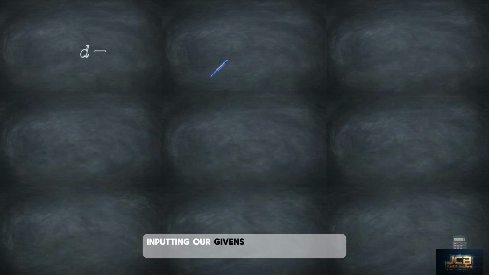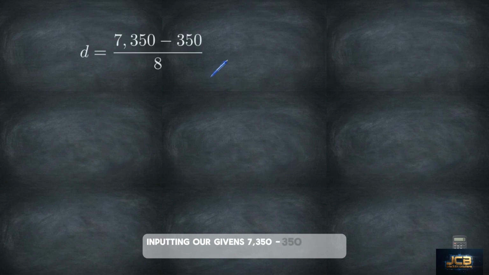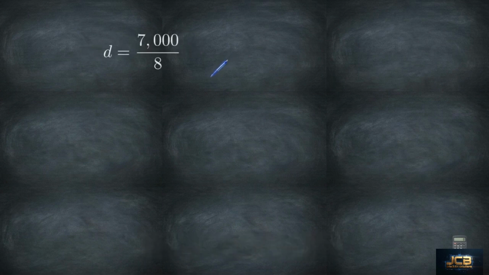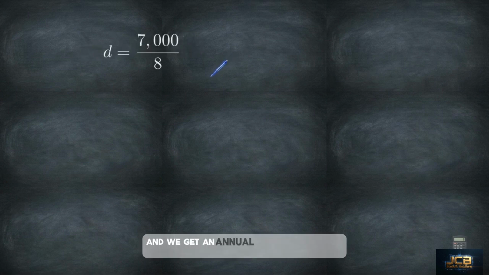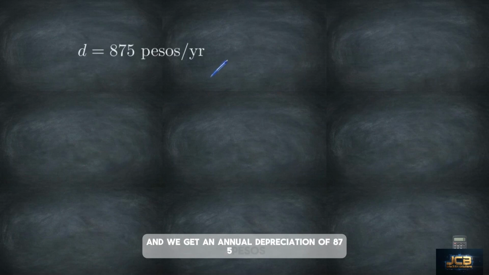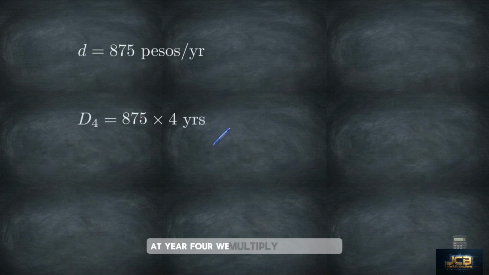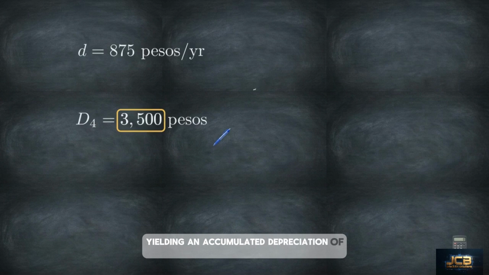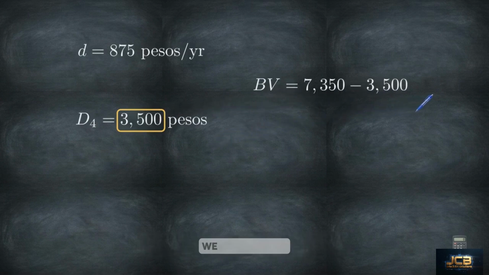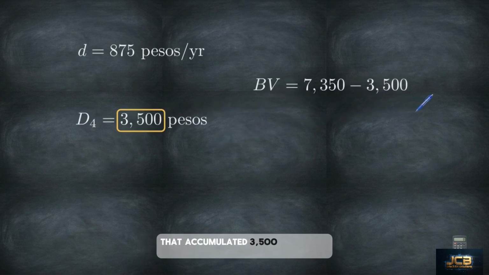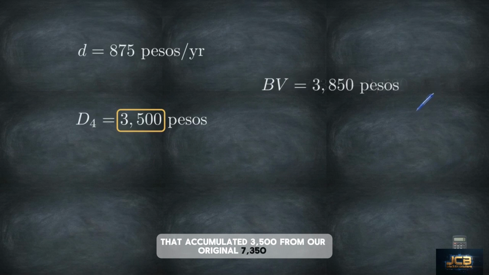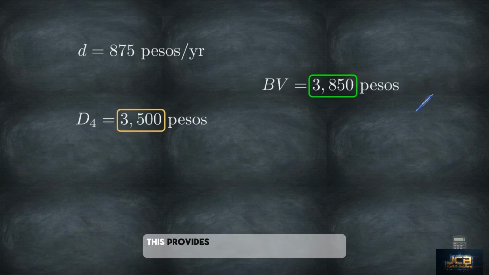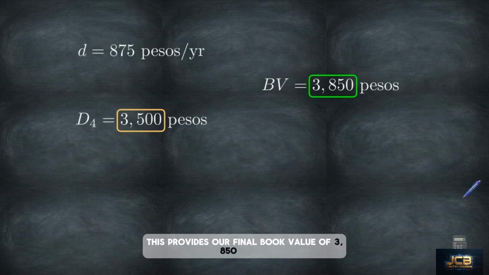Inputting our givens, 7,350 minus 350 leaves 7,000. Divide that by 8 years and we get an annual depreciation of 875 pesos. Since the problem asks for the state of the asset at year 4, we multiply that 875 by 4. Yielding an accumulated depreciation of 3,500 pesos. We then subtract that accumulated 3,500 from our original 7,350 peso first cost. This provides our final book value of 3,850 pesos.